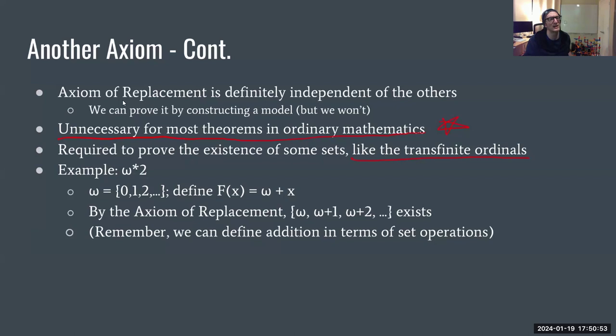The famous example of a set that requires the axiom of replacement to construct is this set. So if this is an important set in your life, omega plus one, omega plus two, then know that you can't build this set with the previous axioms. But if you have the axiom of replacement, then you can.